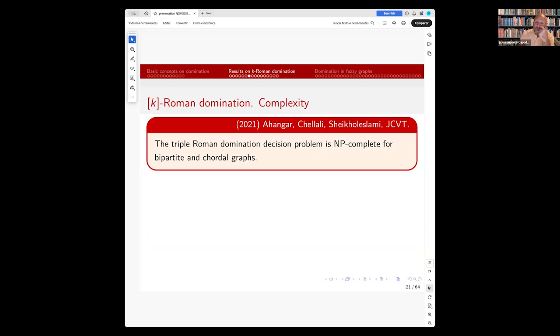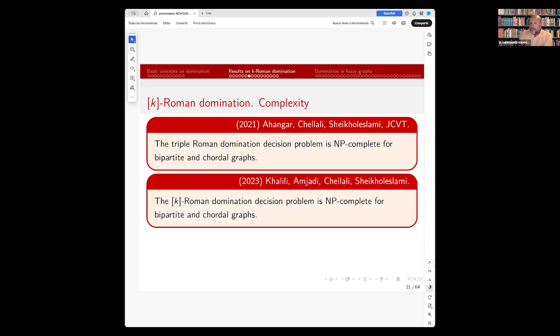Well, regarding the complexity of the decision problem associated to this Roman domination variation, in 2021 it was proved that the triple Roman domination is NP-complete for bipartite and chordal graphs. This is the k-Roman domination problem for k equal to 3. A couple of years later, the general problem was also proved to be NP-complete for bipartite and chordal graphs.